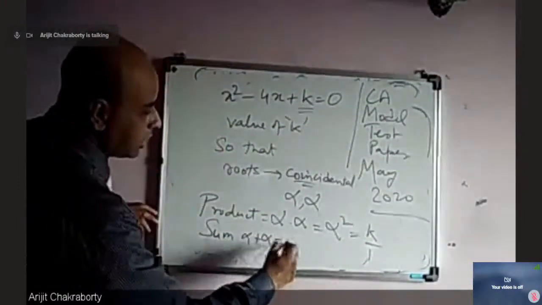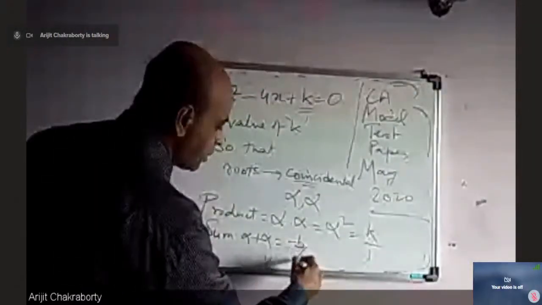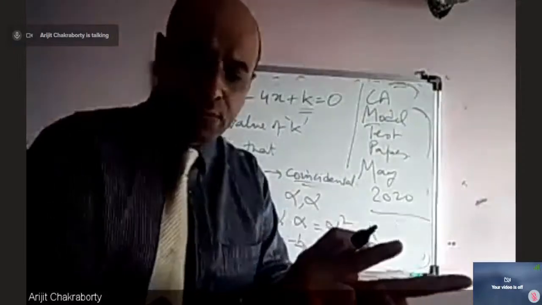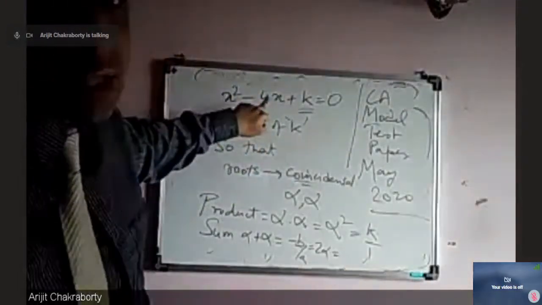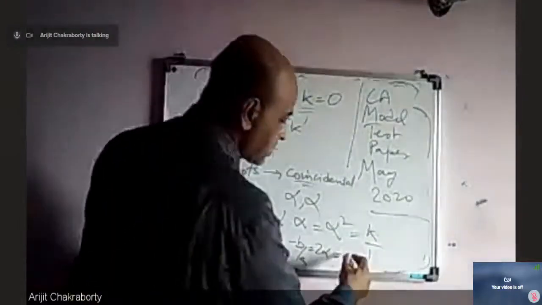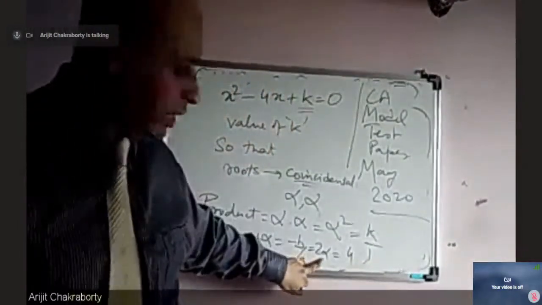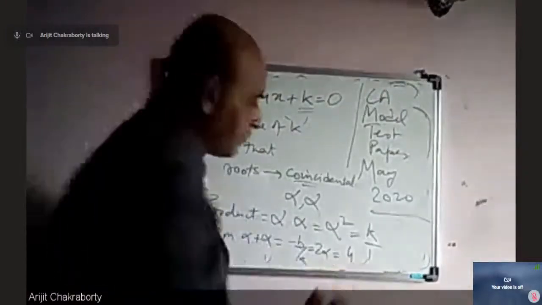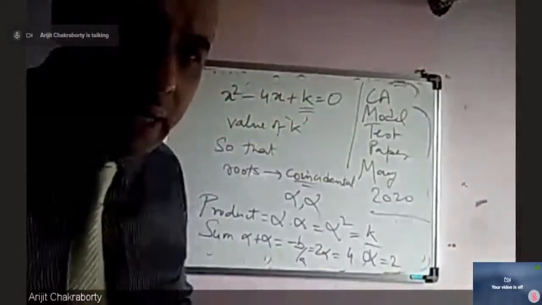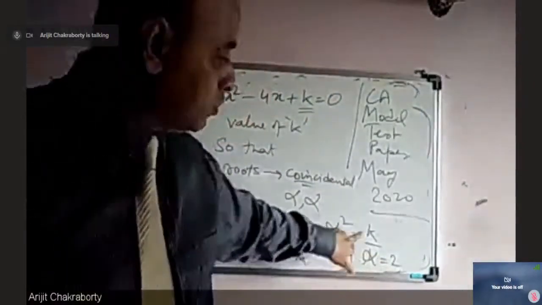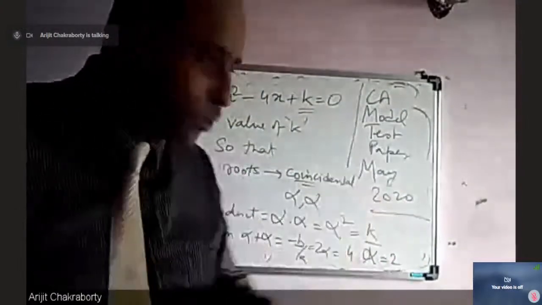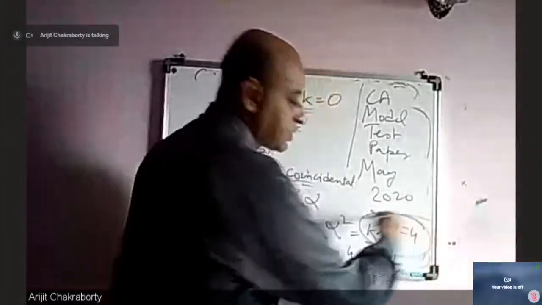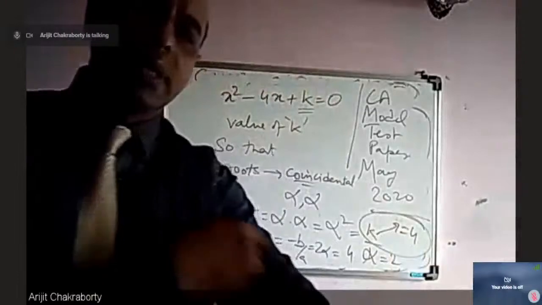Alpha plus alpha equal to minus b by a. We have done that. Sum of two roots is minus b by a. So alpha plus alpha, that is 2 alpha, is equal to minus b by a, which means minus of minus 4, that is plus 4. So from here you can understand, if 2 alpha is plus 4, then alpha is 2. And if alpha is 2, alpha square is k. So alpha square will be 4, 2 square is 4. So k will be equal to 4. This is the answer.